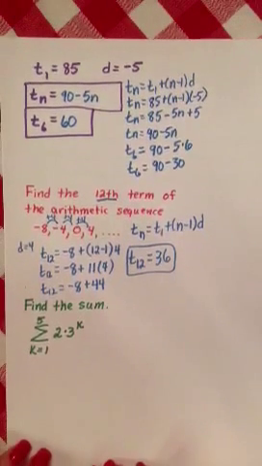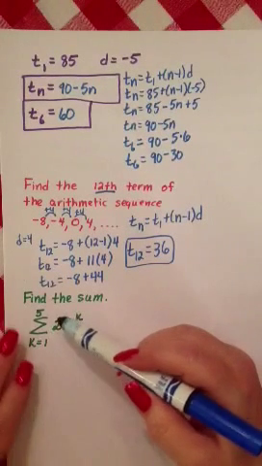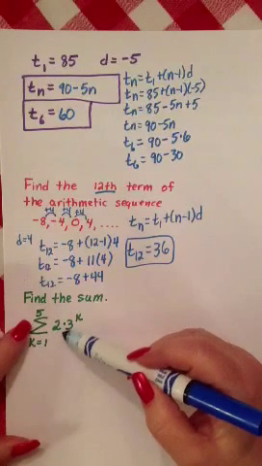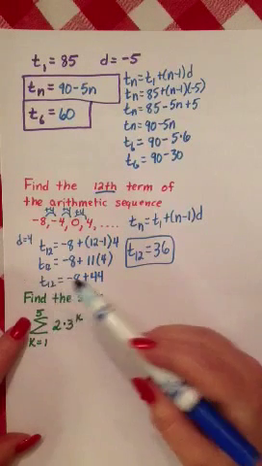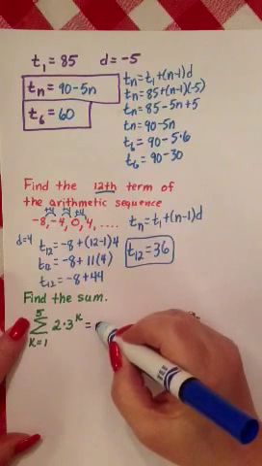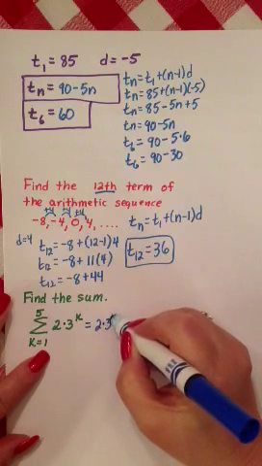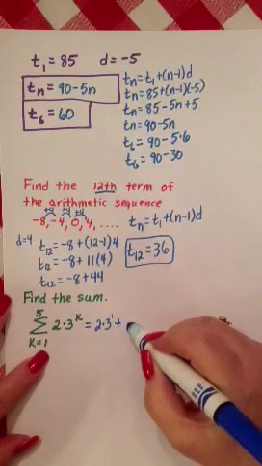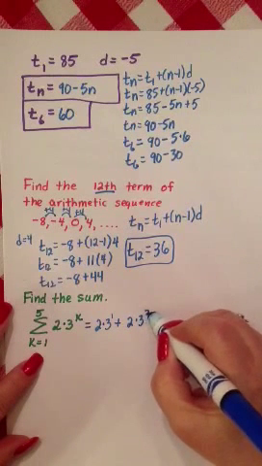It says, find the sum. And they gave us sigma notation, okay? So this is find the sum of 2 times 3 to the k as k goes from 1 to 5. And all they want you to do is just to write it out and add it together. So first you let k be 1, so that's 2 times 3 to the first, plus, when k is 2, it'll be 2 times 3 to the second.